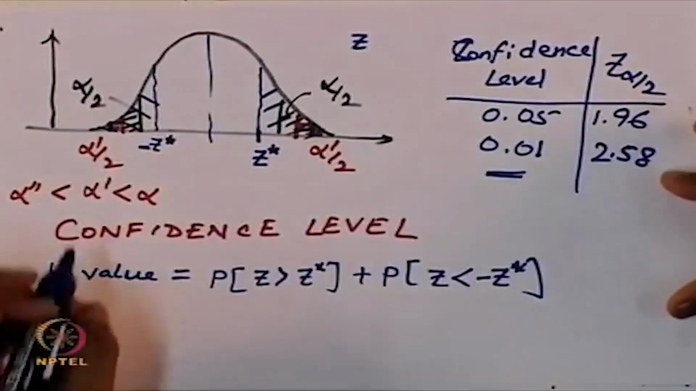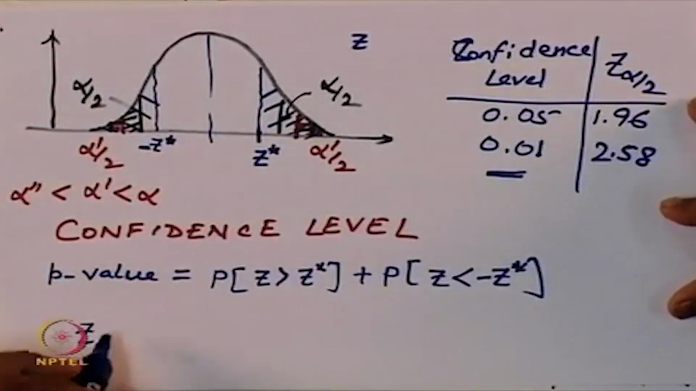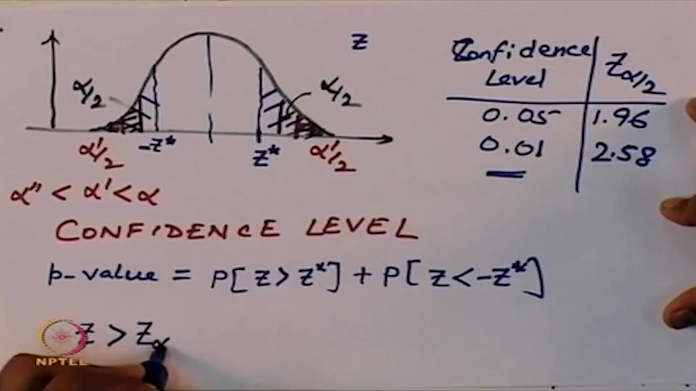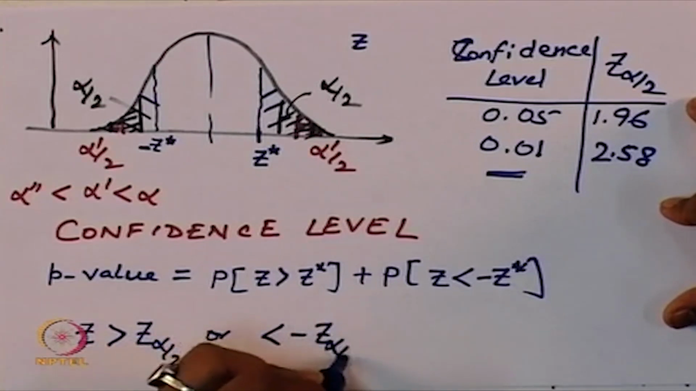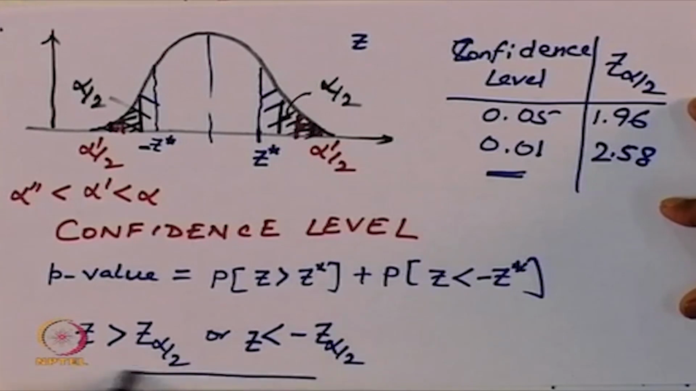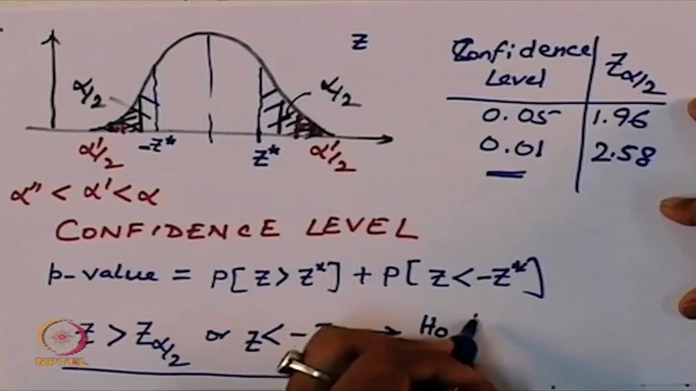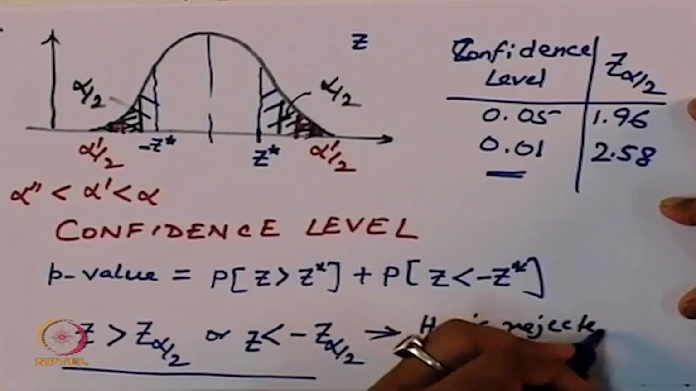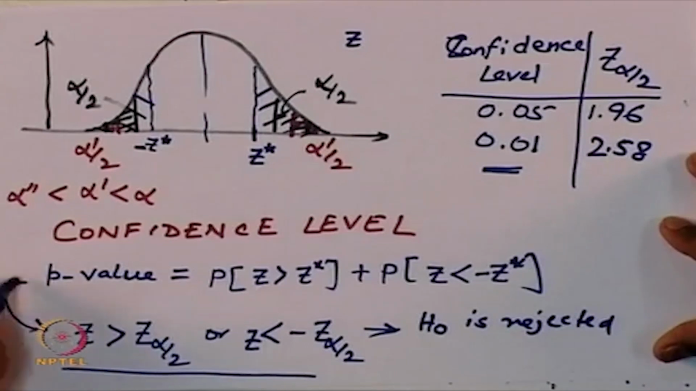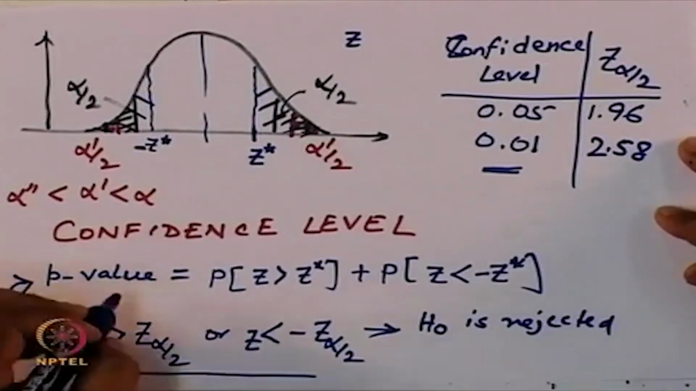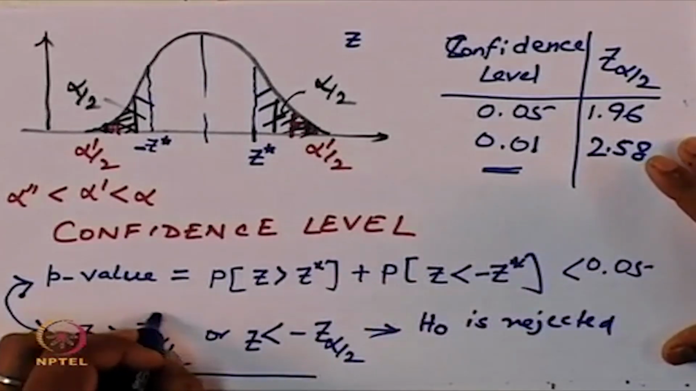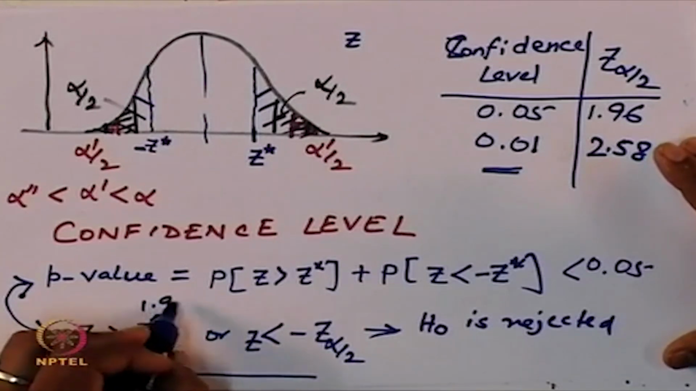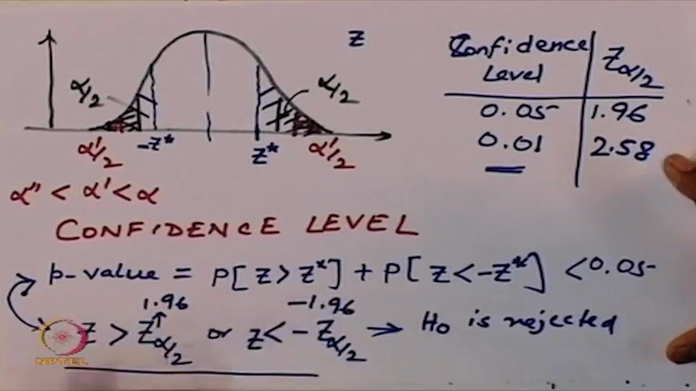Now, instead of calculating the area under the curve, since the p value is nothing but that area, you can compute z and check whether it is greater than z alpha by 2 or less than minus z alpha by 2. If this criterion is fulfilled, you can conclude that H naught is rejected. This is an equivalent statement. So, a p value less than 0.05 is equivalent to saying z is greater than 1.96 or z is less than minus 1.96.